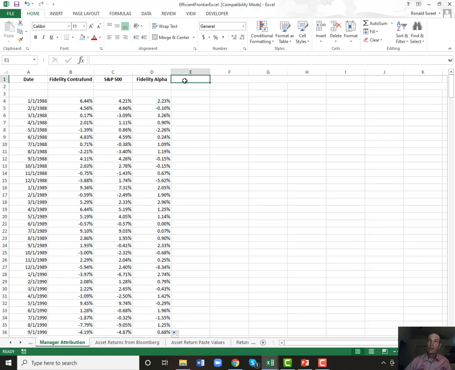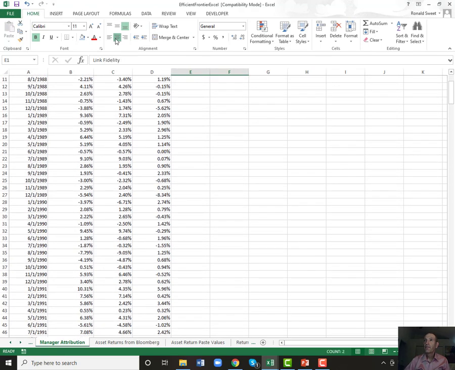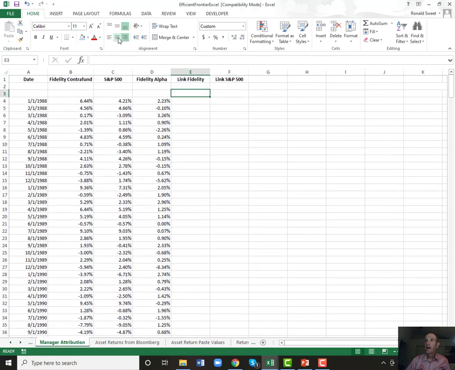The next thing we want to do is link Fidelity, and we want to link the S&P 500 or whatever you're using. Sorry, I don't know why. I'll have to fix that. Link the S&P 500, link Fidelity. How do we link them? Well, right above your first period, you just put a 1. Just put a 1 in there.